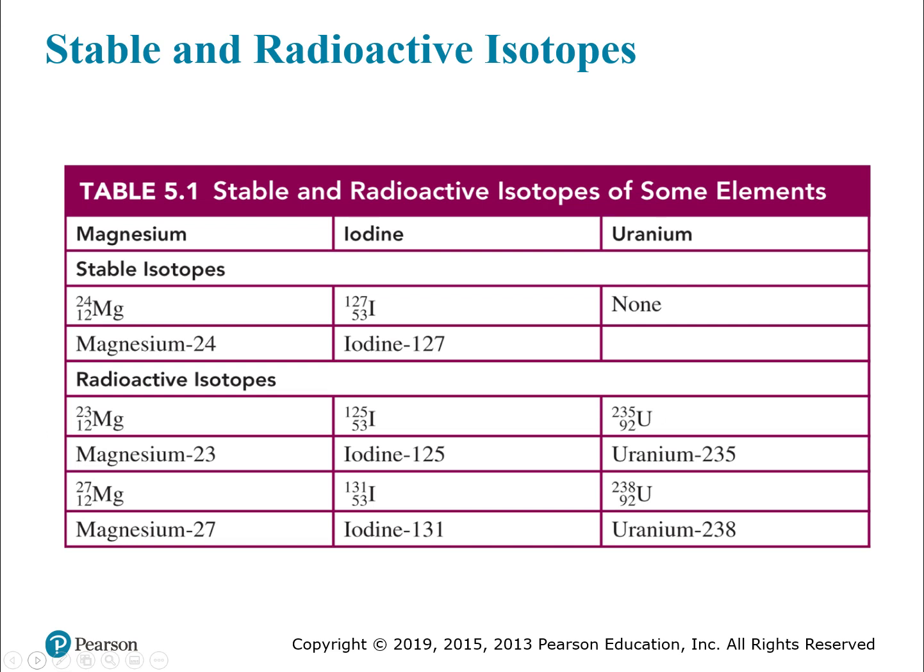This table gives some examples of stable and radioactive isotopes of some elements. So we've got magnesium, iodine, and uranium. Stable isotopes, radioactive isotopes. Uranium has no stable isotopes, but it absolutely has radioactive isotopes. Magnesium and iodine, on the other hand, do have stable isotopes, but they also have radioactive isotopes.